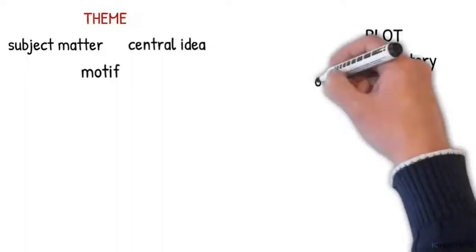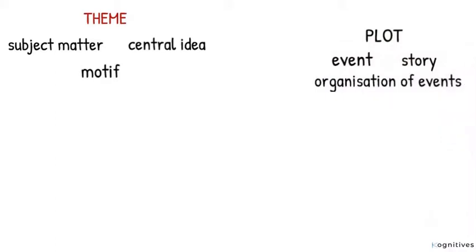Next is plot. A plot is a literary term used to describe the events that make up a story or the main part of a story. These events relate to each other in a pattern or a sequence. The structure of a novel depends on the organization of events and the plot of the story.